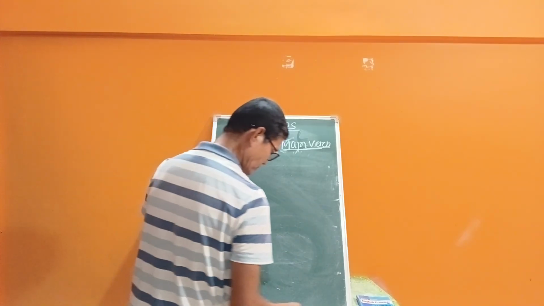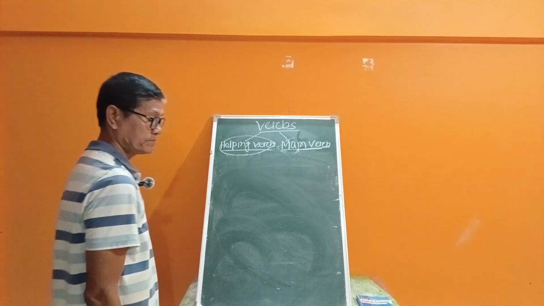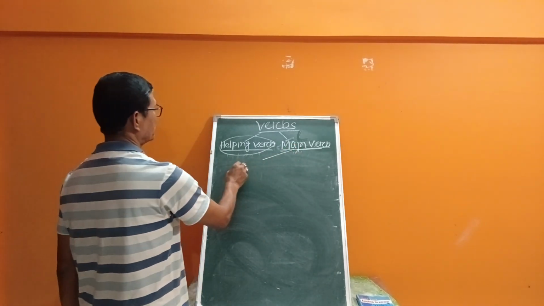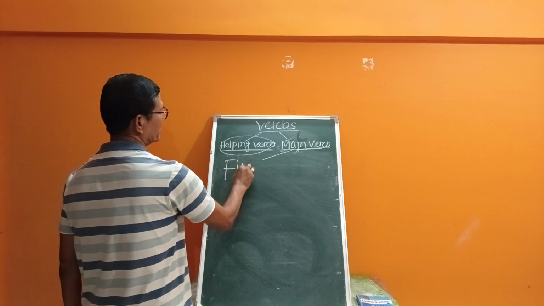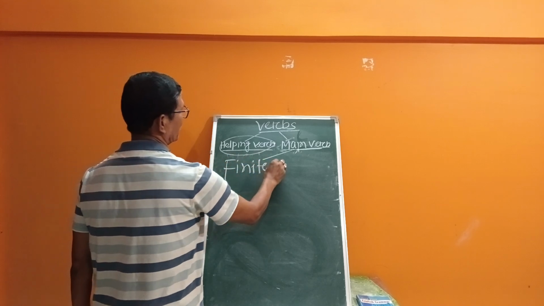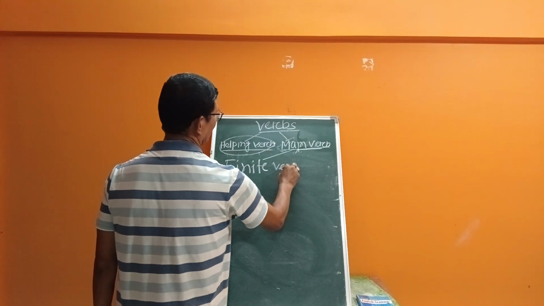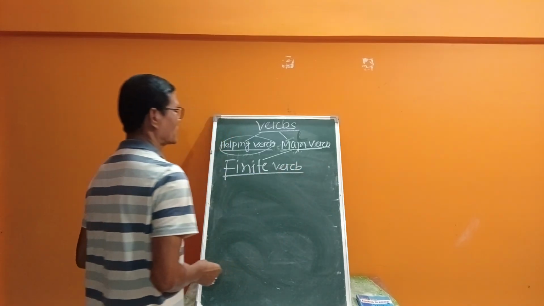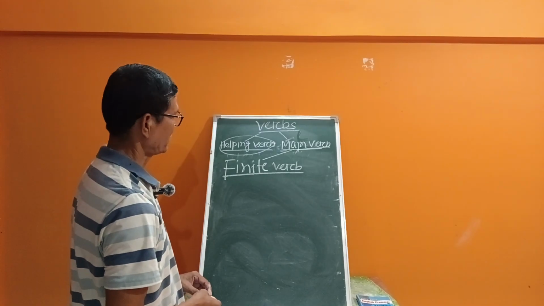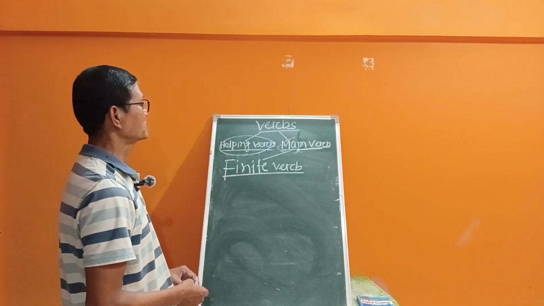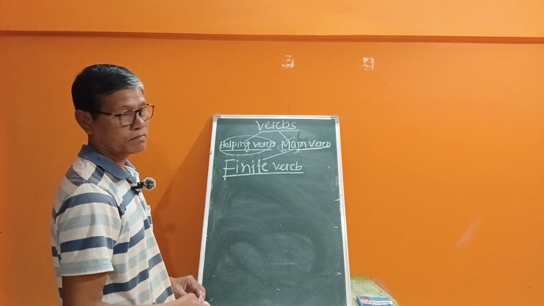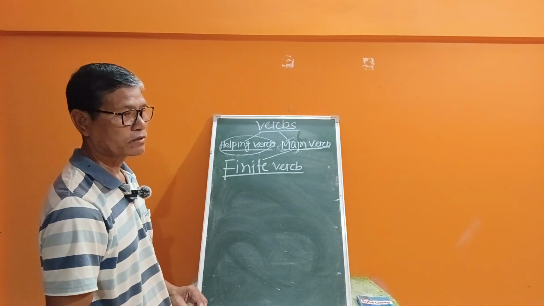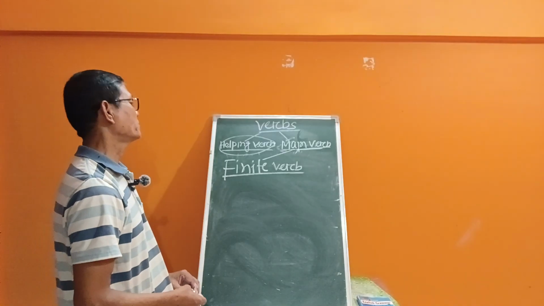Next is the finite verb. What is finite? This is very important. Finite and non-finite. What are finite and non-finite? This is also a kind of main verb. Finite and non-finite are also part of the kinds of main verb.